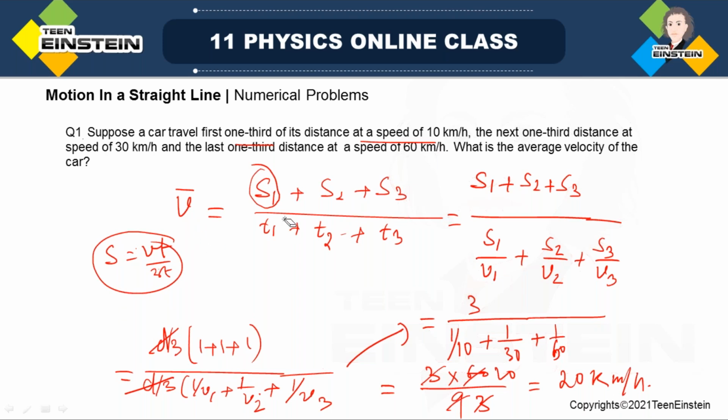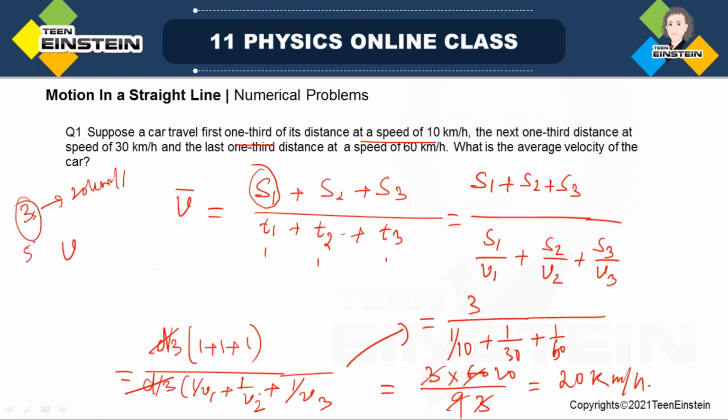Anyway, this is the master formula: S1 plus S2 plus S3 and so on up to n, and the corresponding time intervals you have to write. If the time is given and S is not given, velocity is given. So sometimes it will be given like, the first 3 seconds it travels with 20 kilometer per hour, like that. Velocity and time are given, but displacement is not given.